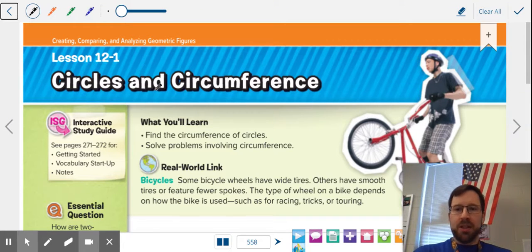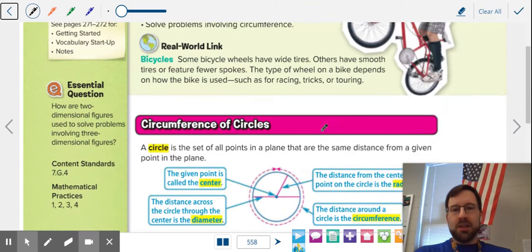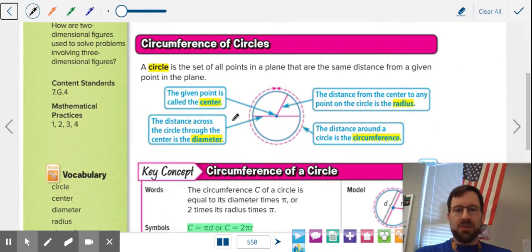We start a new unit today, Unit 9. Lesson 1 is on circles and circumference. So first off, what are the parts of a circle? You have the center. From the center to the edge is called the radius. If you have two radii, it's called a diameter. That's edge to edge through the center.